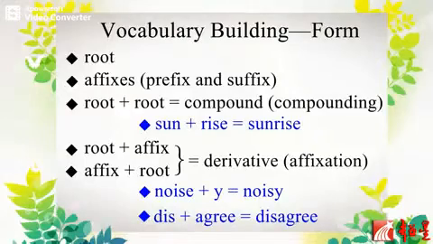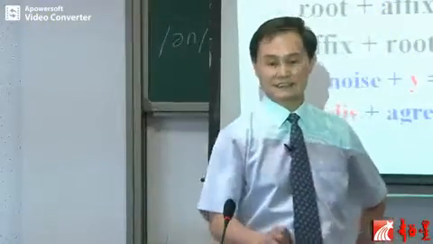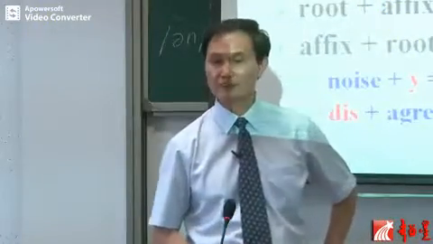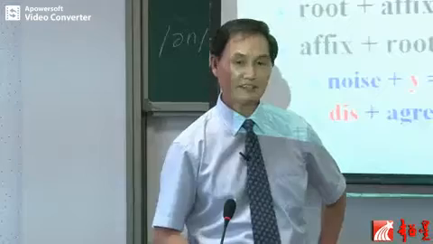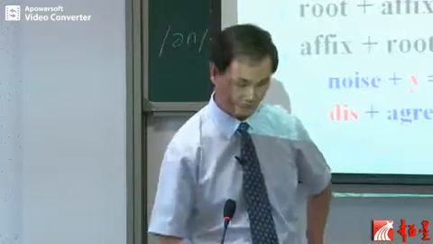For example, noisy. Noisy is a root plus a suffix. It makes a new word, noisy. And disagree. Disagree is a prefix plus a root. Makes a new word, disagree. Right? So both words, noisy and disagree, are derivatives.